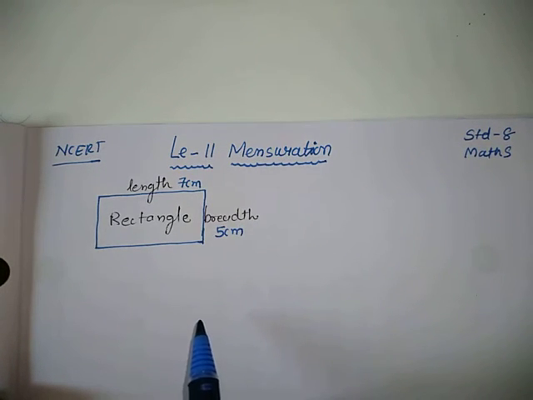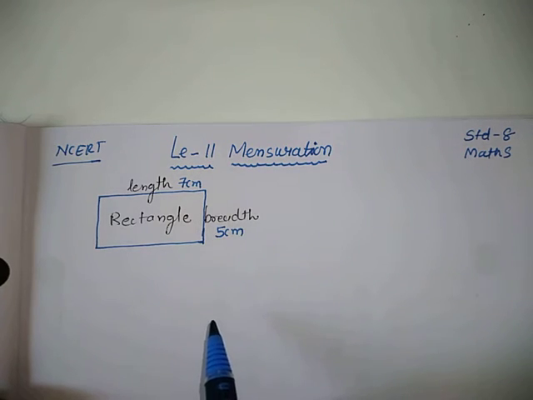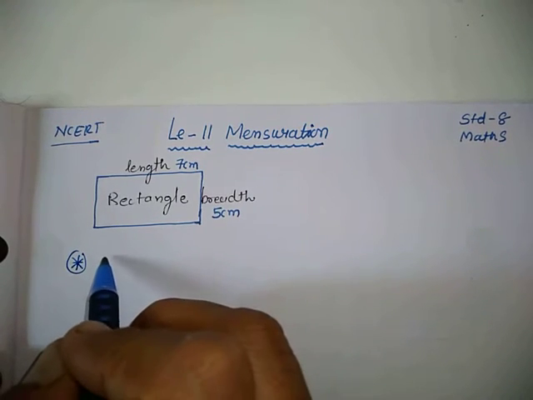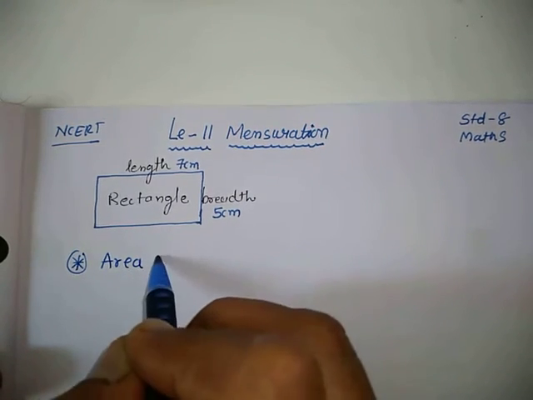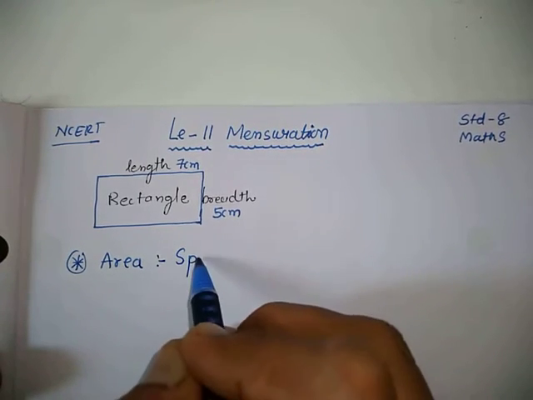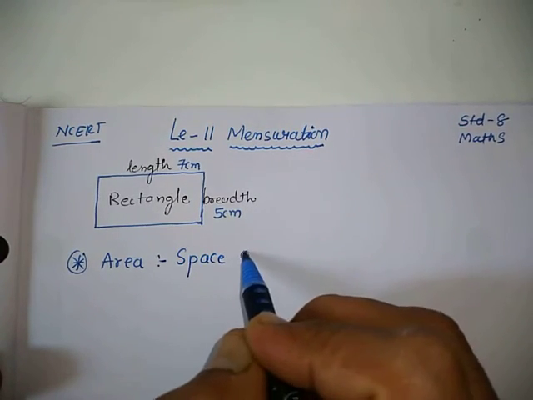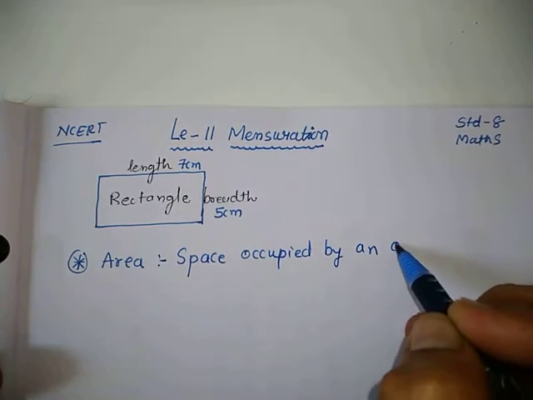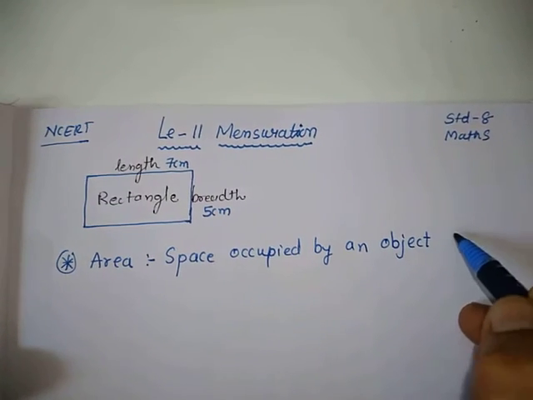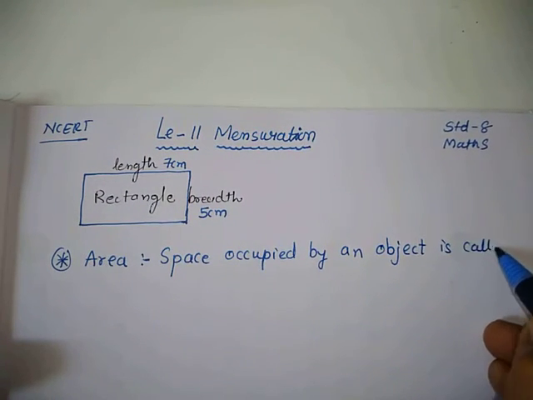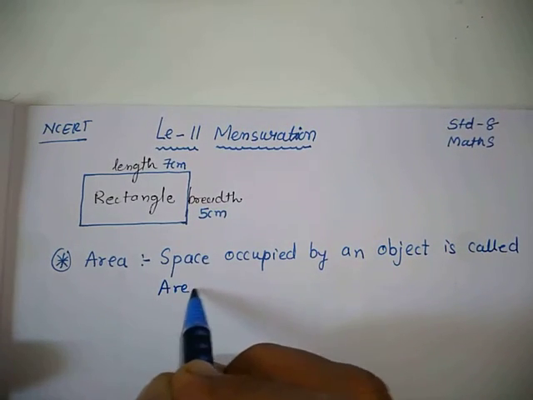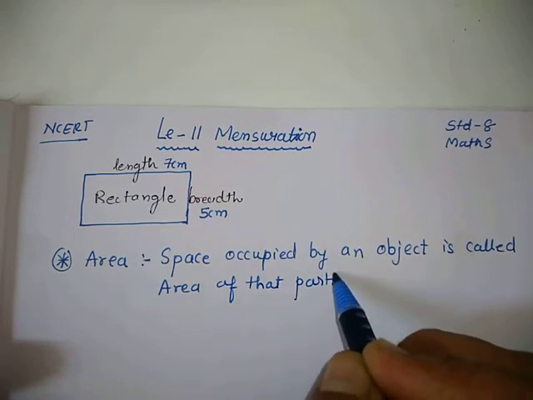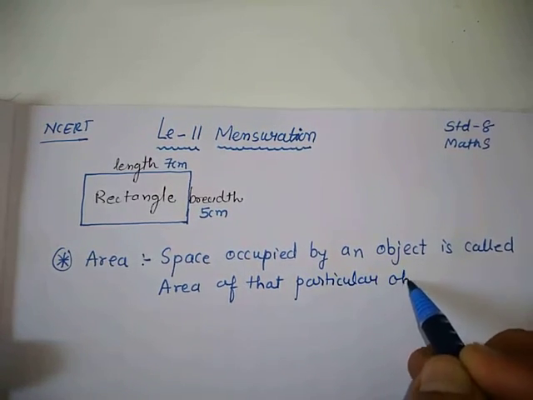So first of all, what is area and what is perimeter, that we need to understand. So the first thing, area means space occupied by an object is called area of that particular object.